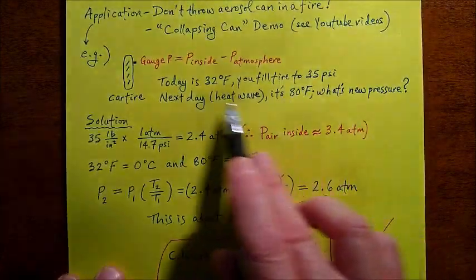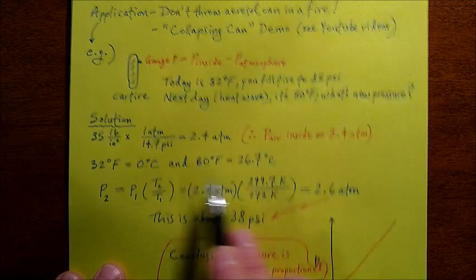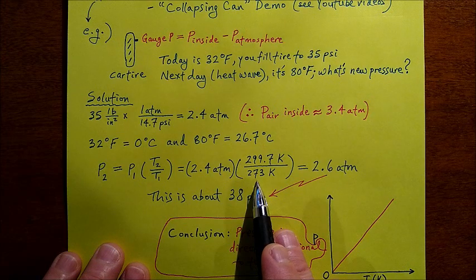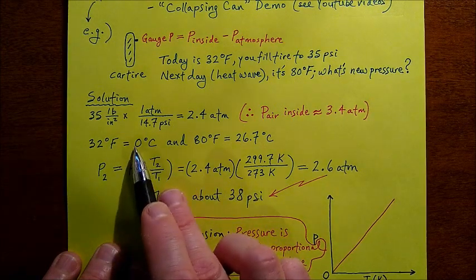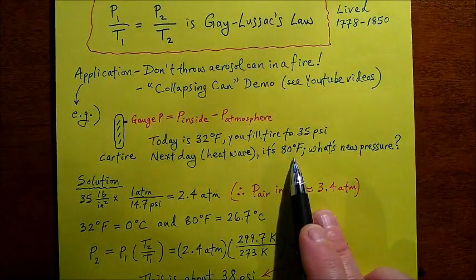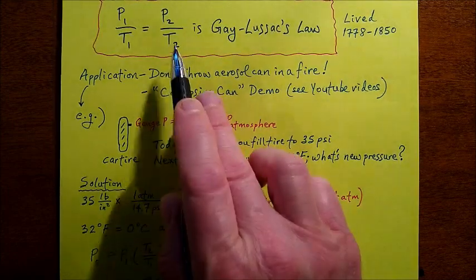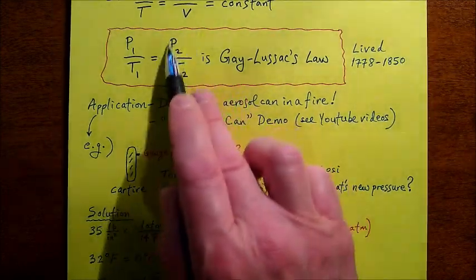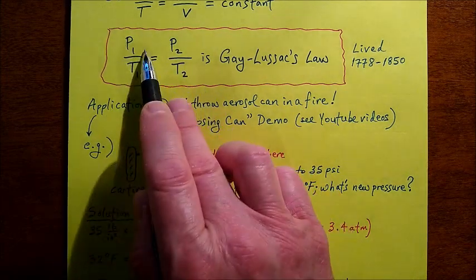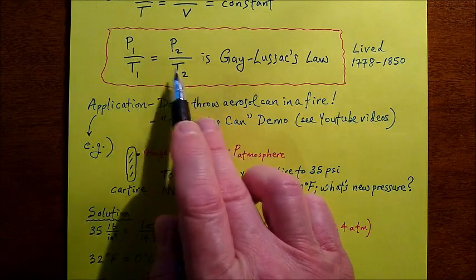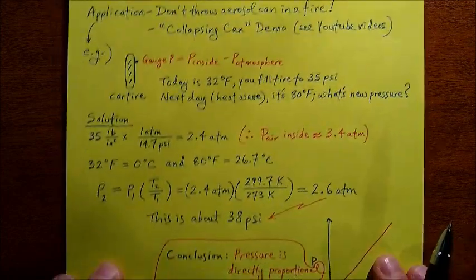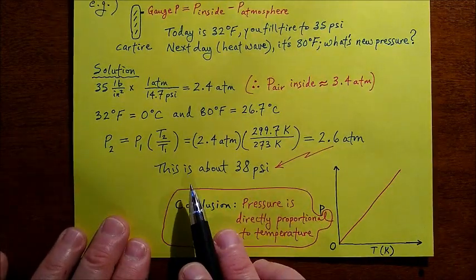But we do need to convert 32 degrees Fahrenheit to Kelvin. So 32 degrees Fahrenheit is 0 degrees Celsius, which is 273 Kelvin. Notice this is my initial temperature, which I'm calling T1, T sub 1. And this new higher temperature, 80 degrees Fahrenheit, is my T sub 2. So if you look at this equation, I'm solving for P sub 2. So P2 is equal to P1, move the T2 to the other side. So it's P2 equals P1 times T2 over T1. If you can't see that, do the algebra on your own and make sure you can manipulate these equations, but this is what you'd get.